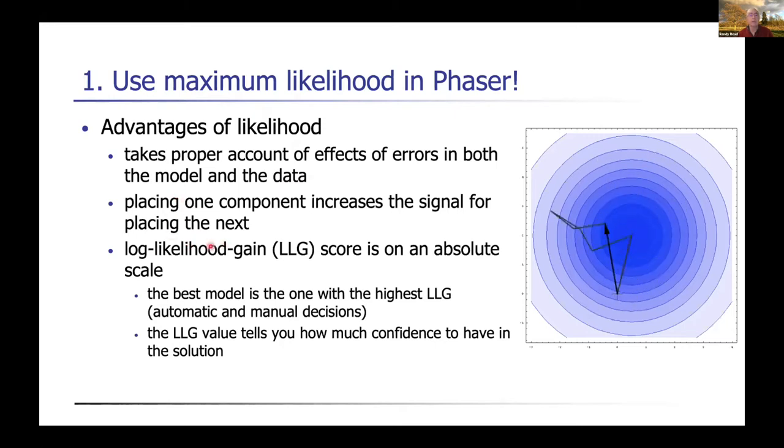The third one is the likelihood score, the log likelihood gain. So it's gain because it's how much better is our score than having a model that tells us nothing, like just knowing that there's atoms somewhere in the crystal. So a positive number is good. It's on an absolute scale. And you can say that if we try several models, the best one is the one that gave you the highest LLG. It also tells you how much confidence to have in the solution. So you'll probably hear a bit about that later, but if you get an LLG value of more than 60 or so, you can be fairly confident the solution is correct. You can also compute an expected LLG that you'll hear more about in the talk that Claudia and Massimo will give you.